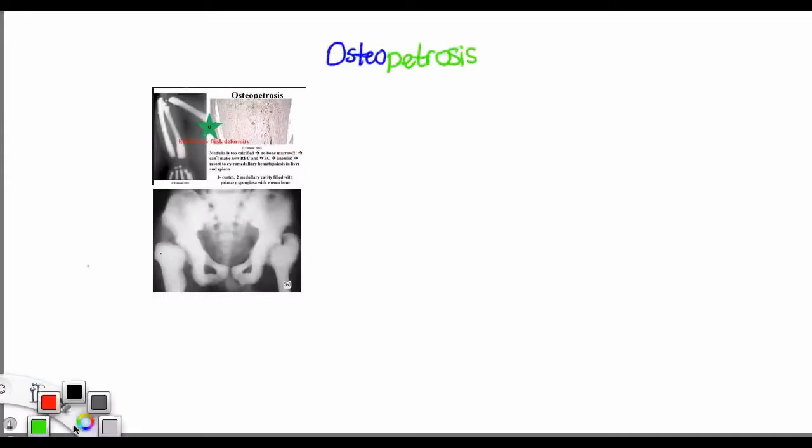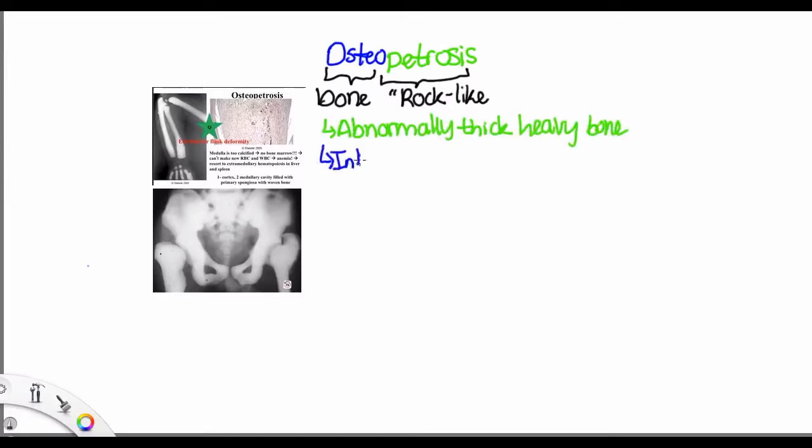Alright, let's talk about osteopetrosis. Osteo means bone, petrosis refers to rock-like. So this is a disorder in which you have abnormally thick, heavy bones. It's an inherited defect in bone resorption.